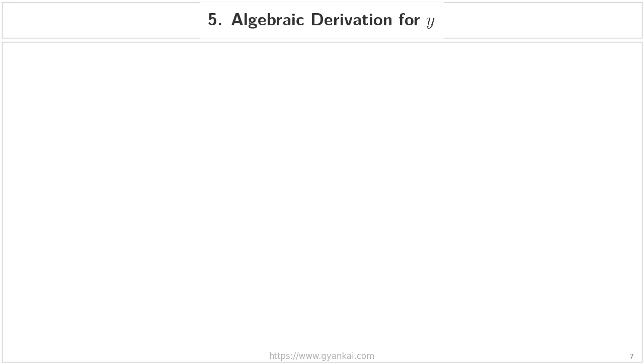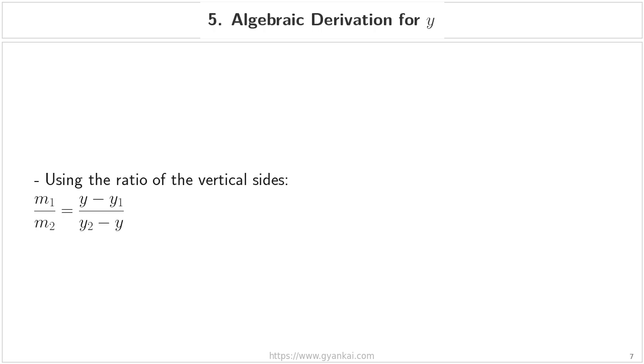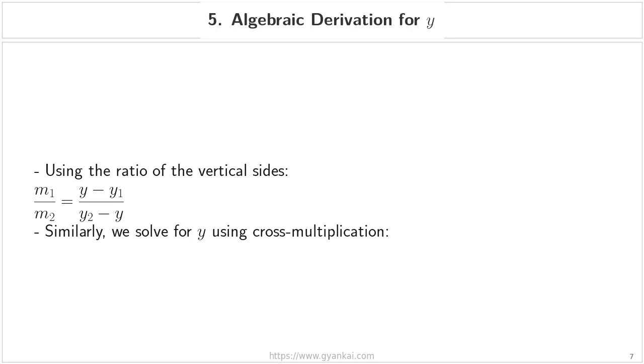5. Algebraic derivation for y. If you look at our construction from the previous slides, we can apply the same ratio to the vertical sides of our similar triangles. This gives us the ratio of m1 over m2 equals the quantity y minus y1, all over y2 minus y. To find the value of y, we will solve this equation using cross-multiplication, just as we did for the x-coordinate in the last slide.